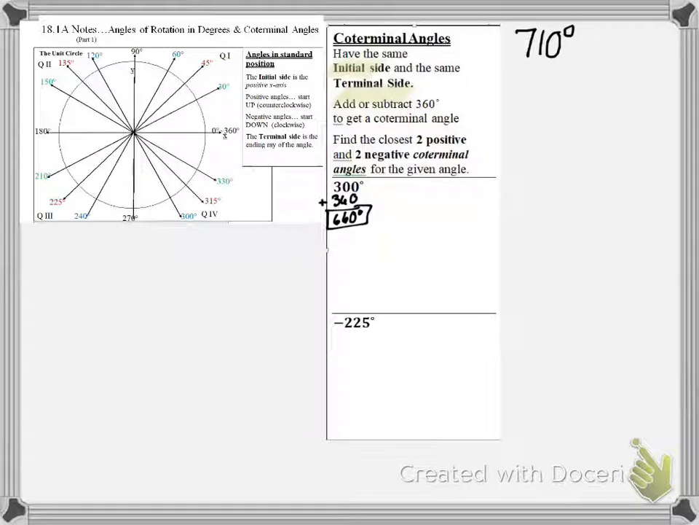What that means on the circle is this. If I went to 300 degrees, which is right here, and then I went around the circle one more time. I don't know how to change my highlighter to a different color. Oh well. I went one more time around the circle and ended up in the same place, I would be 660 degrees around the circle, but still ending up in the same place.